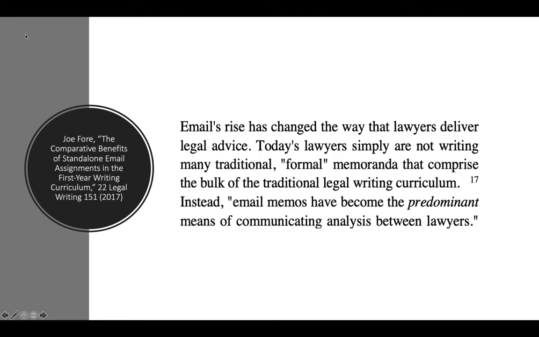So as we all know, email is everywhere. This is from a law review article written by one of UVA Law's own legal writing professors, Joe Four. He writes, "Email memos have become the predominant means of communicating analysis between lawyers. So writing good emails is as important, maybe even more important, than writing occasionally long formal memos. Emails are also how people get their first impression of you as a writer."